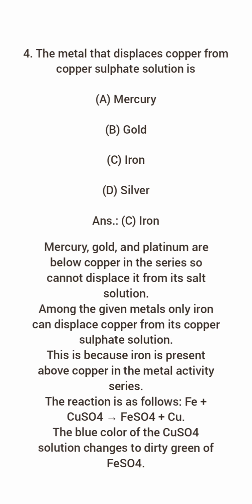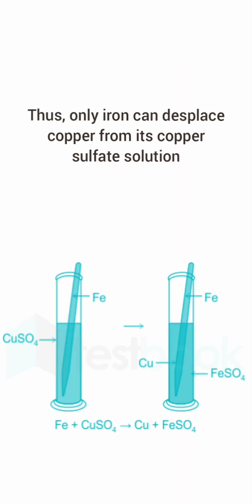Fe plus CuSO4 gives rise to FeSO4 plus copper. The blue color of CuSO4 solution changes to the dirty green of FeSO4. Thus, only iron can displace copper from its copper sulfate solution.